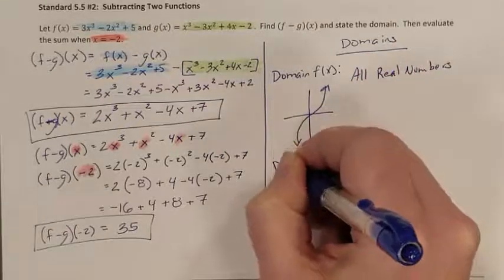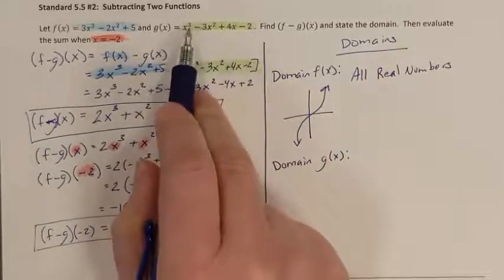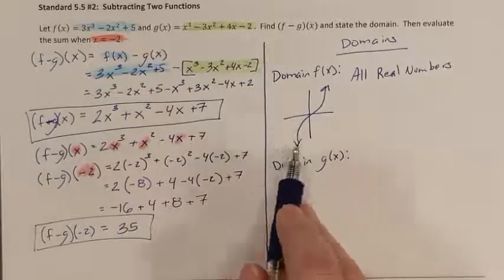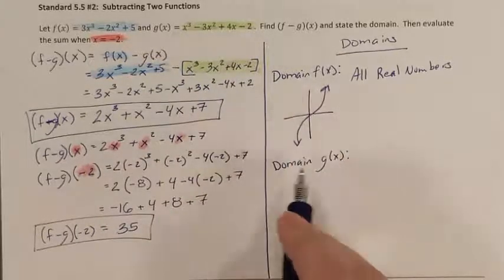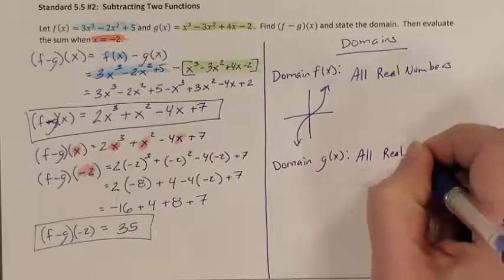Looking at the domain of g of x. G of x is also a cubic because its highest degree is 3, which means it will also look like this, which means it will always go to the left and always go to the right, which means my domain for g of x is also going to be all real numbers.